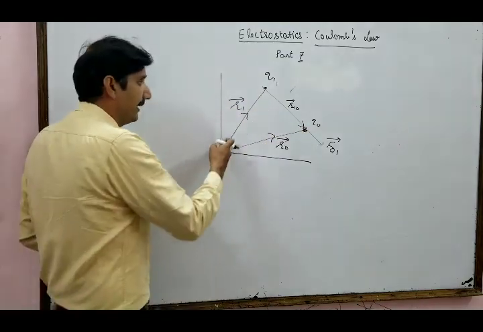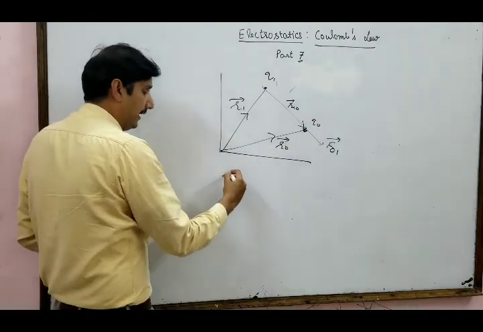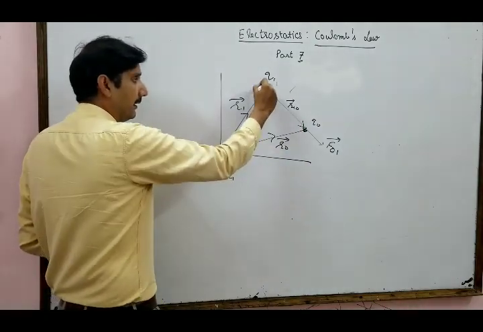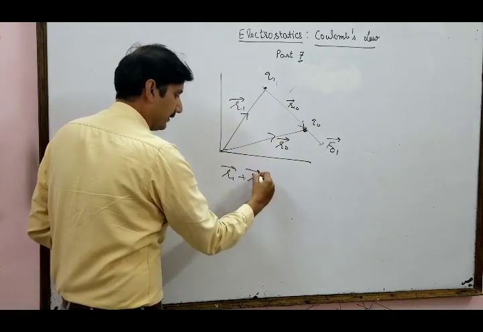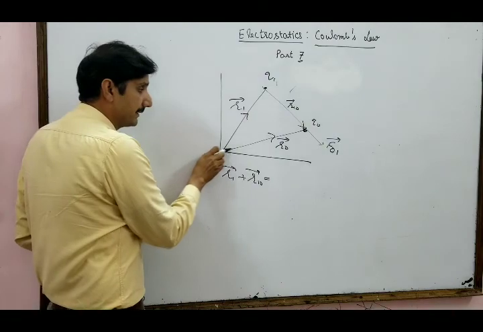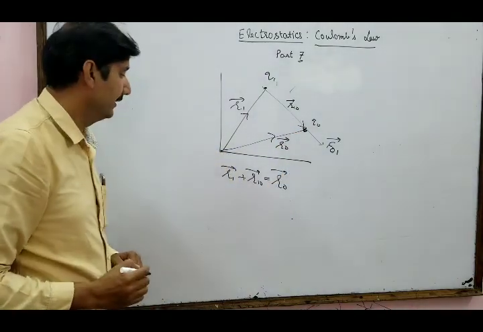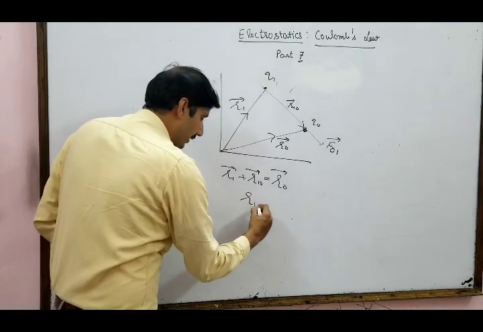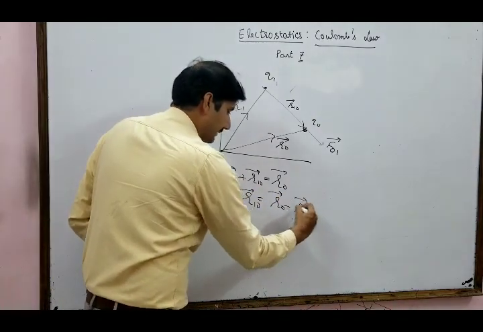If you simply apply a triangle law of vectors, what you can see, R1 plus R10 is equal to the resultant vector, which is R0. I hope it is clear. So what is R10? This is equal to R0 minus R1.